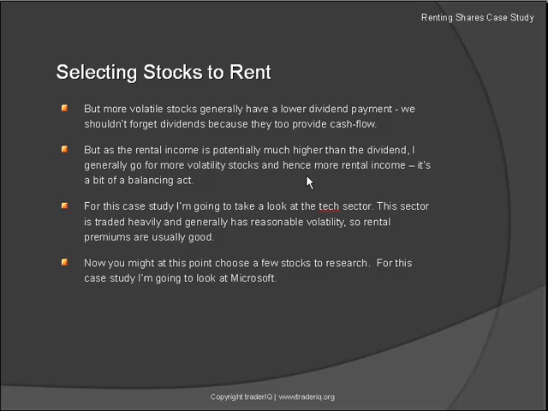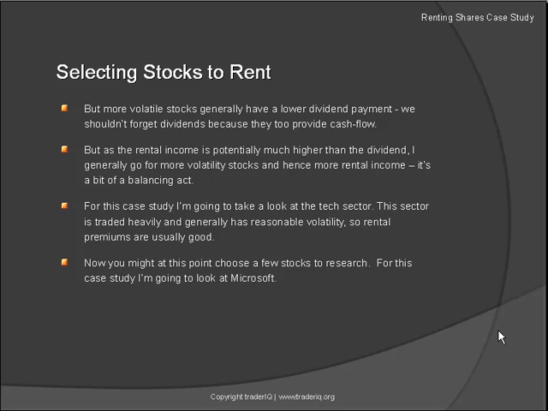Now, at this point, you've chosen a sector, and as I say, we're just going to focus on the tech sector for this particular case study. You might choose a few stocks within that sector just to study, to get an idea of which stocks are good value, and hence which ones to buy to rent. And of course, if you already own stocks, you can also just rent those out, the ones that you already own. In this exercise, we're actually going to buy the stock and then we're going to rent it out. And for this particular case study, we're going to use Microsoft.